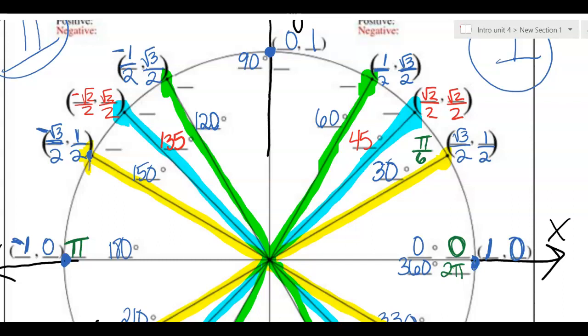Every 30-degree chunk, I can count one more pi over 6. So I could count 1 pi over 6. Then this 60 would be 2 pi over 6, but 2 and 6 reduce, right? So what does that end up looking like? Pi over 3. Okay. So that was 1 pi over 6, 2 pi over 6. If I go another chunk of 30, that will be 3 pi over 6, but 3 over 6 reduces to pi over 2.